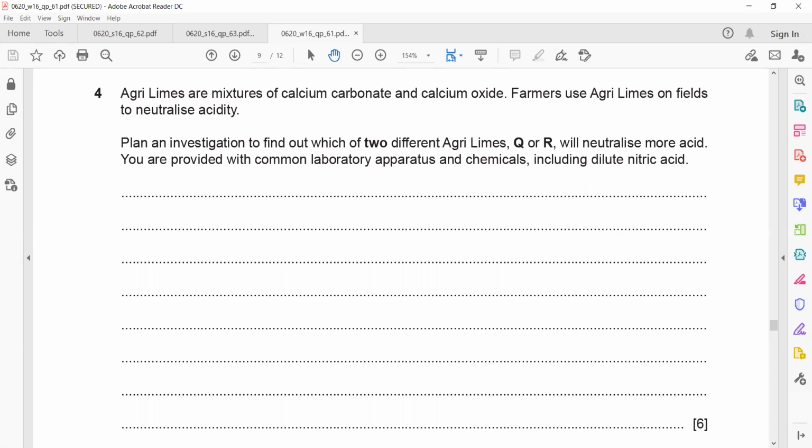So how can you work it out? Basically, when acid and base are reacting with each other, you can use phenolphthalein, you can use the titration method, and it contains both calcium carbonate and calcium oxide. So when calcium carbonate is there, you will see bubbles. Once all of the calcium carbonate is used up, no more bubbles will form.